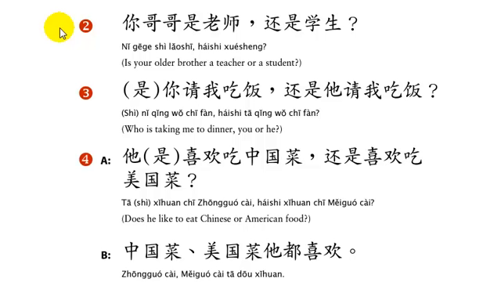Here are some more examples. 你哥哥是老师还是学生? Is your older brother a teacher or student? Here we have 是你请我吃饭还是他请我吃饭? Who is taking me to dinner, you or he? Are you taking me to dinner or is he taking me to dinner?